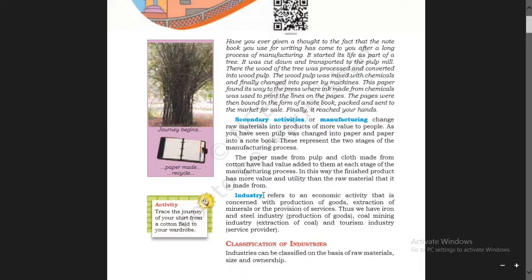Industry. Industry refers to an economic activity that is concerned with production of goods, extraction of minerals, or the provision of services. But you mark it, okay? In case it asks what industry refers to, you have to say industry refers to an economic activity that is concerned with production of goods, extraction of minerals, or the provision of services.